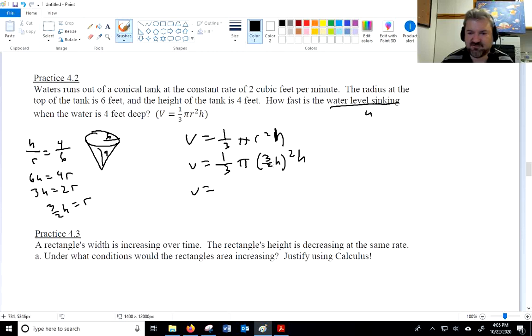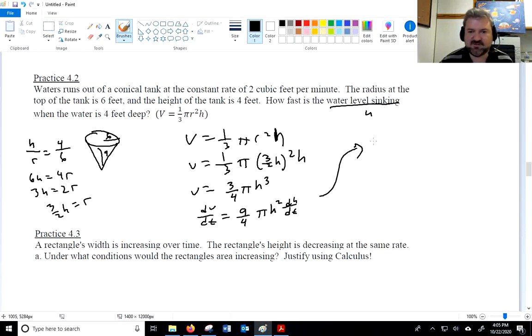When we square a fraction, you square the top and you square the bottom. So that's 9/4 times 1/3, which is 3/4 pi. That's h squared times h, which is h cubed. Now I'll take the derivative. dV/dt is equal to 9/4 pi h squared dh/dt.